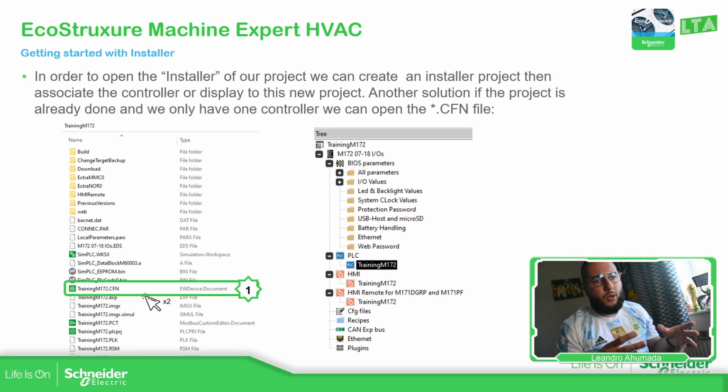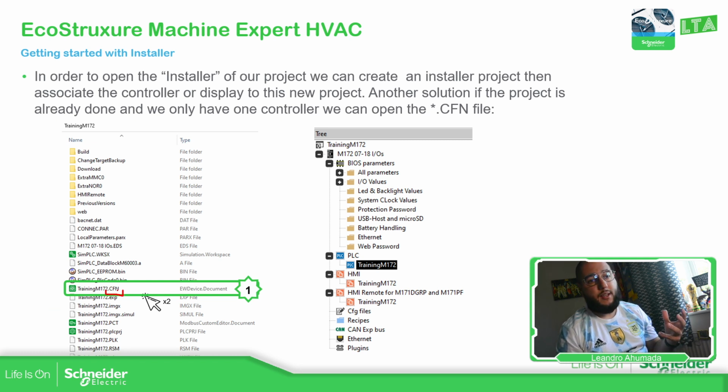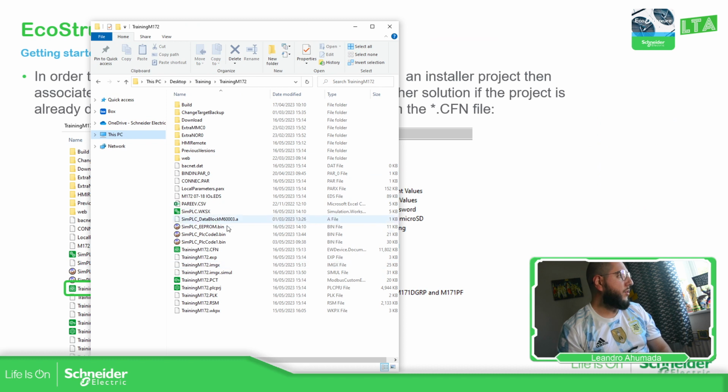So once we create the project and we compile it, it creates a file with the same name as the folder that we have the project in, but the extension is CFN. So this CFN is the one that opens the installer. Okay, this is our project. If I open this, it will open the installer in the other window.